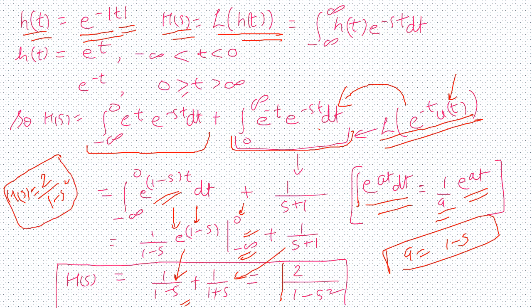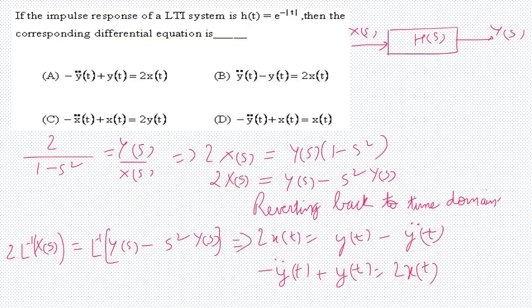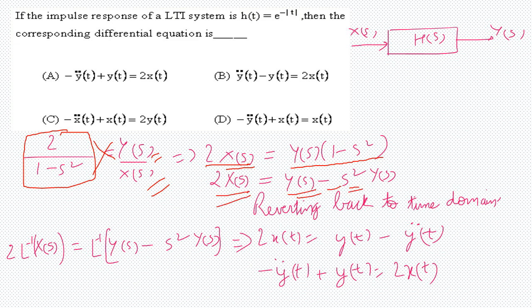So now we know our h of s. As I already told you, h of s is equal to y of s over x of s, so we now use this relation. This 2 over 1 minus s square, which was calculated earlier, is equal to y of s over x of s. Now we cross multiply, so we get 2x of s is equal to y of s into 1 minus s square, or 2x of s is equal to y of s minus s square y of s.